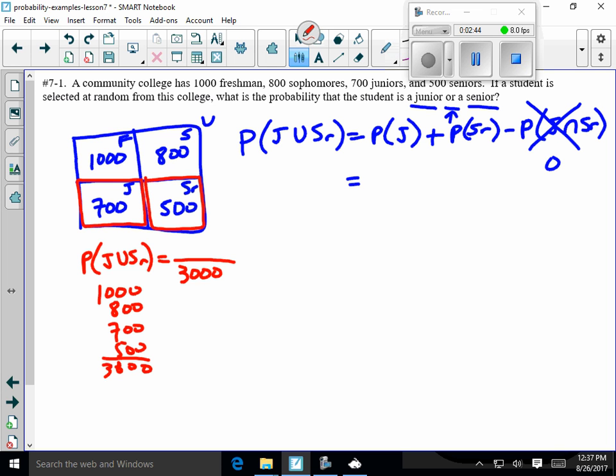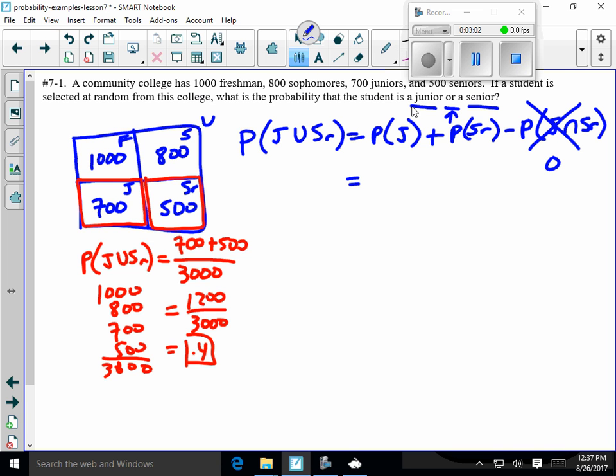And then we would just want the ones that are in the juniors or the seniors, so we'll just add up the 700 and the 500. That turns out to be 1,200 out of the 3,000 students, and that turns out to be 40%. So it would also match what we did if we used the OR formula.